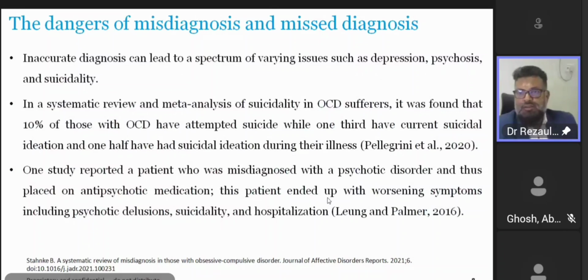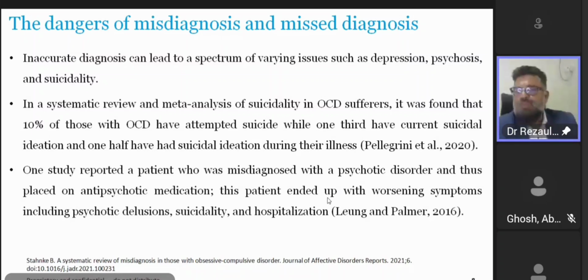Now, the dangers of misdiagnosis: this inaccurate diagnosis can lead to a spectrum of varying issues, such as depression, psychosis and suicidality. It may sometimes be confusing, because in psychosis there might be lots of symptoms where OCD may be superimposed, and it becomes very difficult to differentiate what lies beneath, and we simply label all those cases with a diagnosis of schizo-obsessive disorder.